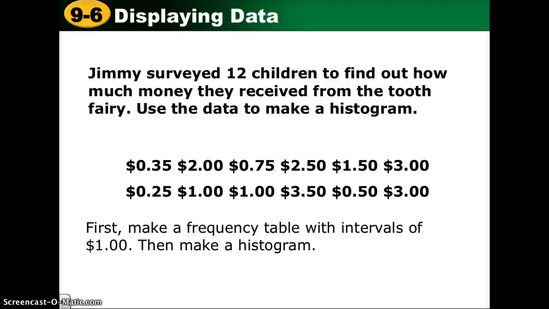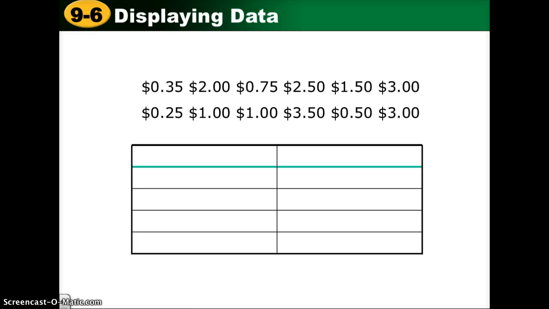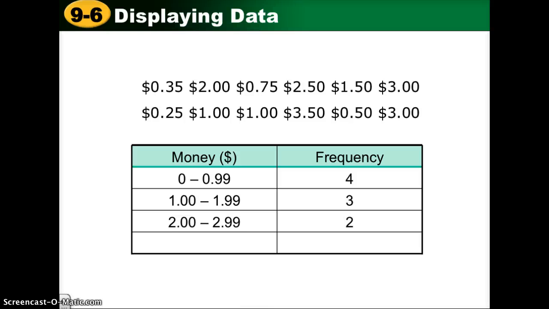So we're going to make a frequency table with intervals of $1. Here's what that'll look like. We have our money and we have our frequency. Frequency is how many. So we're going to go from 0 to 99 cents. The reason we're going to do that is because we can't overlap our intervals. We can't have 99 cents in the next interval as well. So now we jump to $1 to $1.99. Then $2 to $2.99, $3 to $3.99.